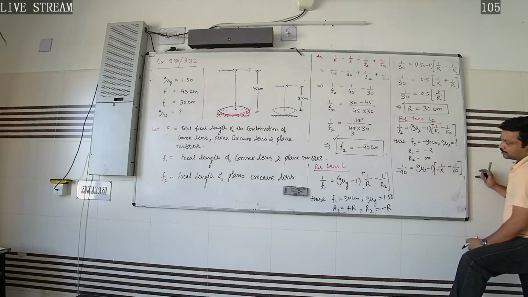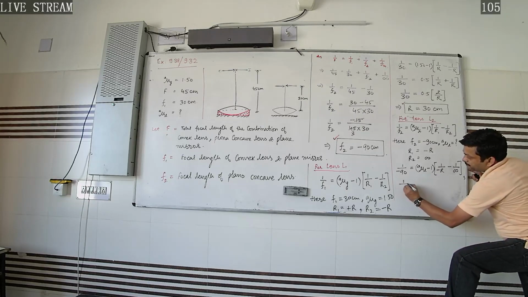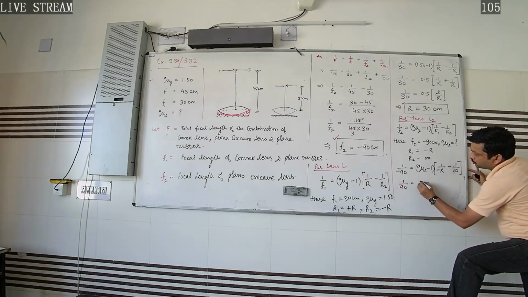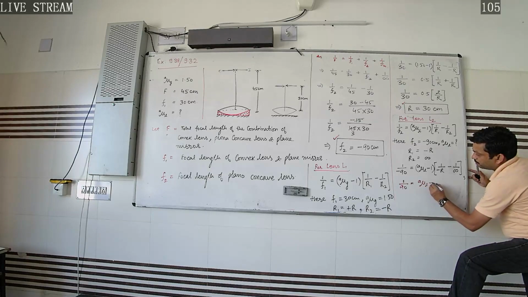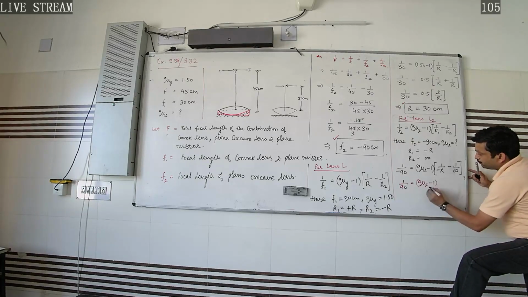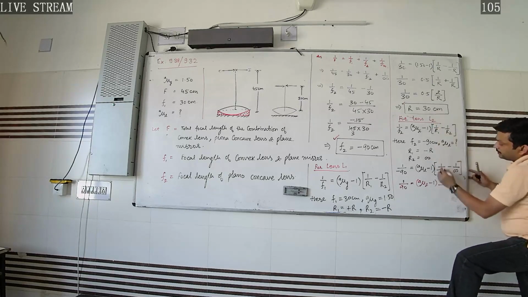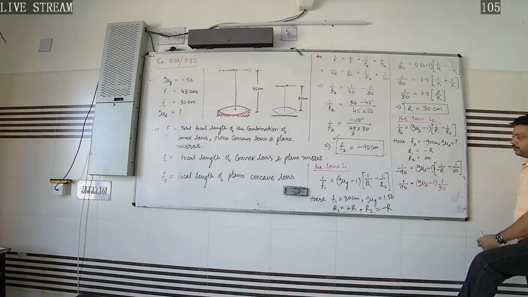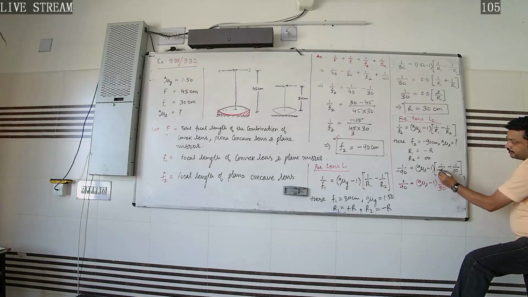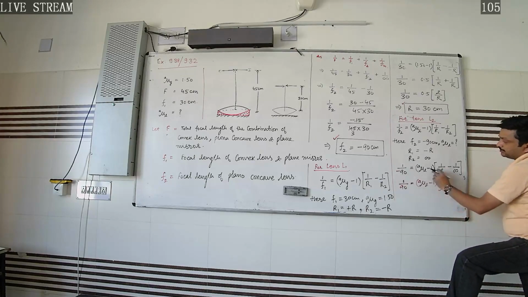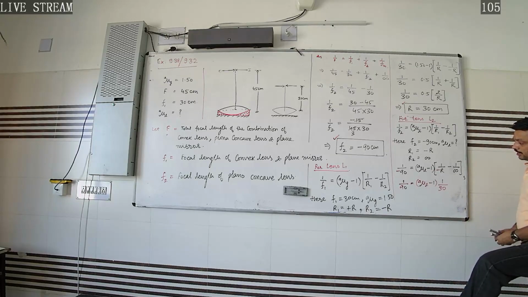They both will get cancelled out. So what we get in the next step, 1 by 90 is equal to aμL minus 1 into 1 over R, that is 30 centimeters. So I am writing here the value. This negative sign and this negative sign, again I am saying they both will get cancelled out.